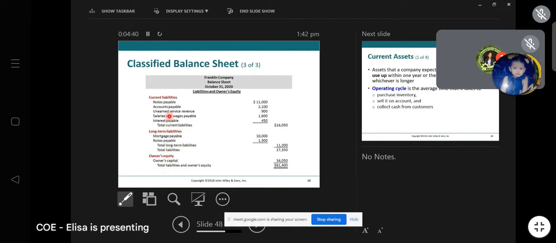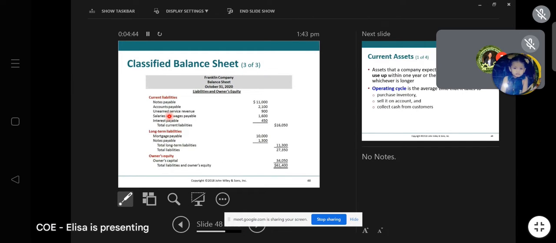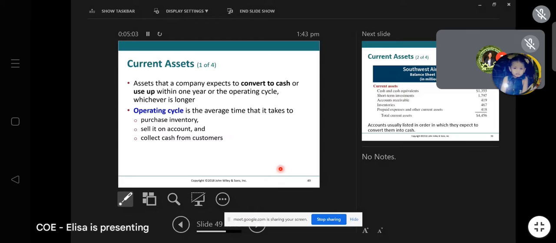Okay. So same with assets, there are also current liabilities. These are notes payable, accounts payable, unearned service revenues, other payables, interest payable, long-term liabilities and owner's equity. And then again, at the end, you have your double rule. So let's look into what current assets are.